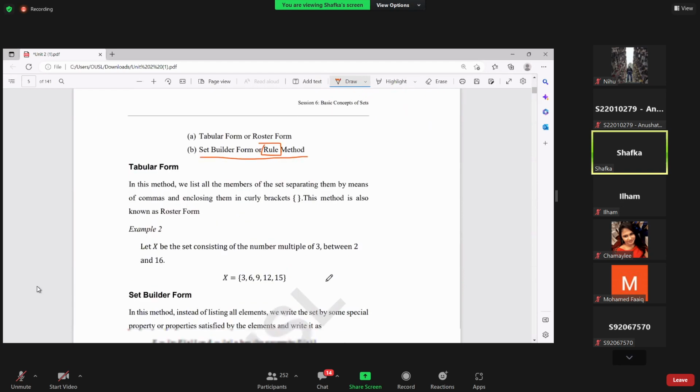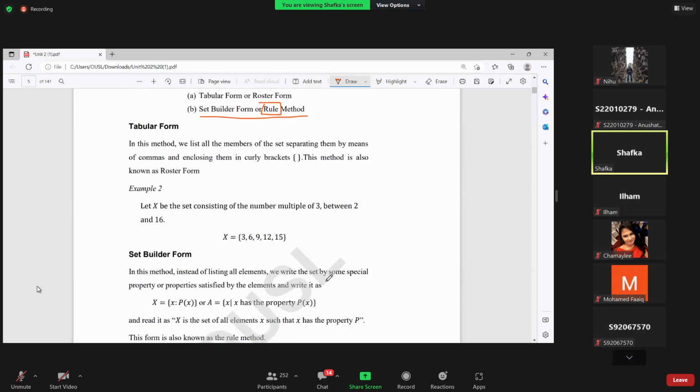Okay. So first of all, let us consider the tabular form. In the tabular form, we list all the elements of the set separated by commas. If you have 2, 3, 4, 5, we separate them using commas and write them inside curly brackets. This is the tabular form. You have to represent each and every element.